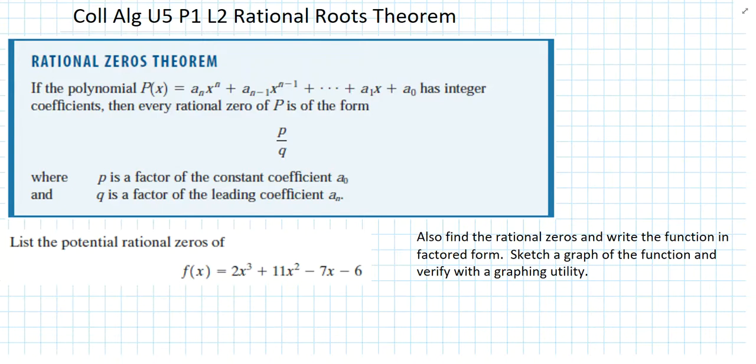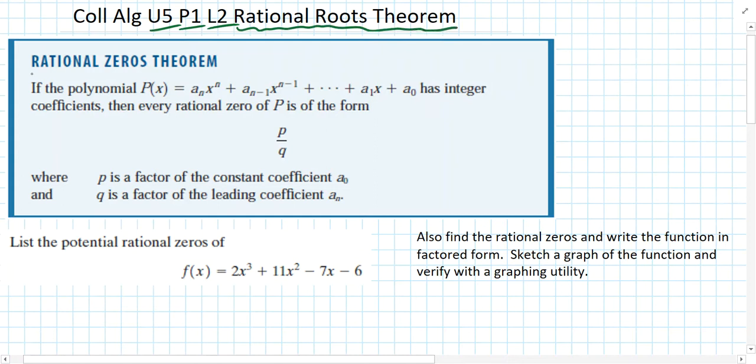This is lesson number 2 inside of the first part of Unit 5 for college algebra. In this video we are going to focus on what we call the rational roots theorem, or sometimes called the rational zeros theorem. This theorem, along with some other algebraic processes, will allow us to find every rational zero or every rational root of some polynomial p.